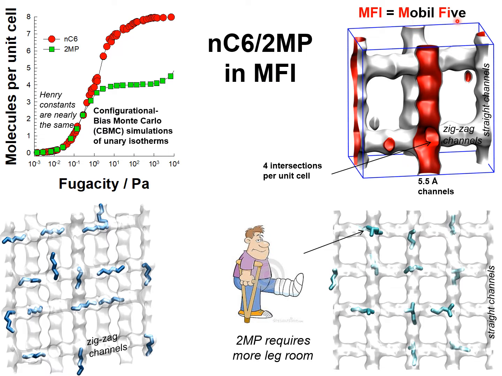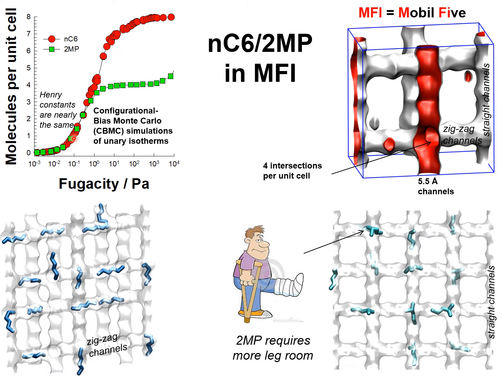MFI stands for Mobil 5, and consists of a set of intersecting channels. This is one unit cell, and one unit cell has 4 intersection sites shown here. So these are the intersection points. These are the zigzag channels. These are the straight channels, and the channel dimensions are 5.5 angstrom.